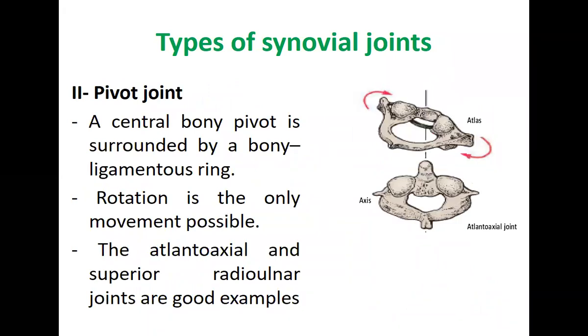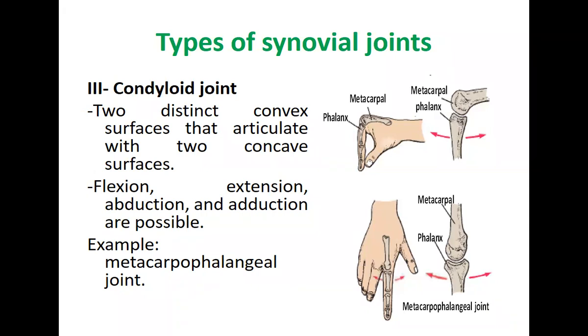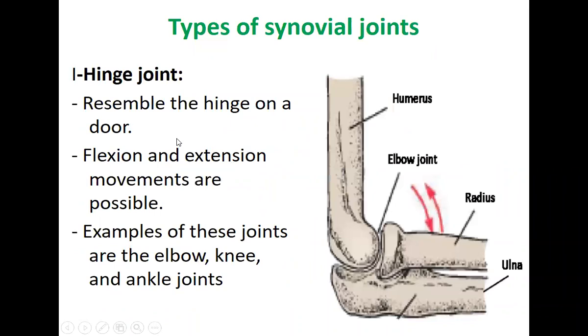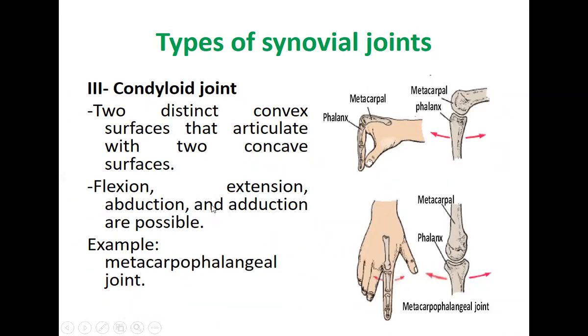So this is the pivot joint, and now coming to the condylar joint. These are the movements taking place: four movements. Here only rotation movement was possible. In the first, there were two movements, flexion and extension. Only two. Here only one, and here now there are four movements taking place: flexion, extension, abduction, adduction.